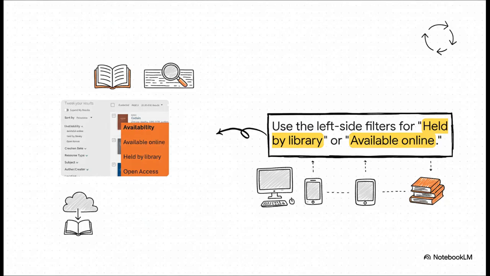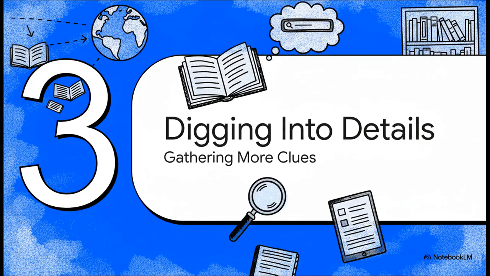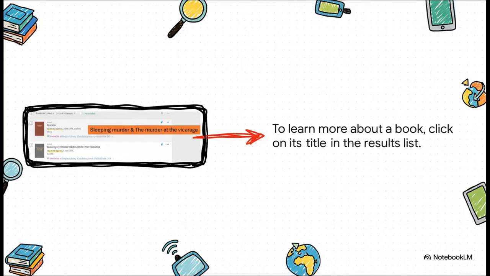And hey, here's a shortcut. If you already know you want a physical book or you only want an ebook, just use those filters over on the left. Check Held by Library for the physical copies or Available online to see just the digital stuff. Okay, so you found a book that looks promising. Now it's time to put on our detective hat and dig a little deeper to see if it's really what we need. So to get more info, all you have to do is click on the book's title in the results list. That'll take you to a page with all the details for just that one book.